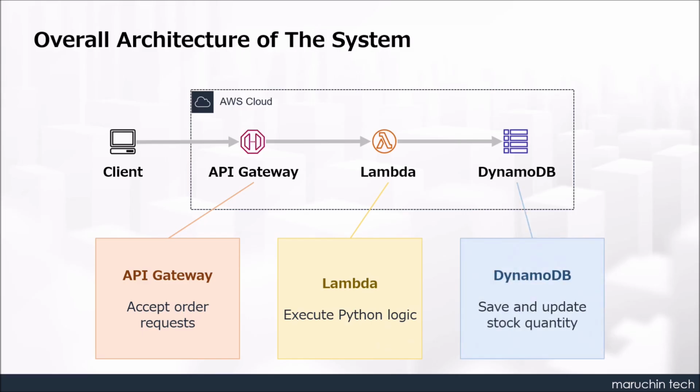Finally, DynamoDB is the database that stores the current inventory counts. Lambda reads the current stock from DynamoDB, performs calculations, and writes the results back. We will make this entire flow callable via API Gateway. The serverless architecture is a convenient configuration where you don't need to worry about server OS management or scaling.